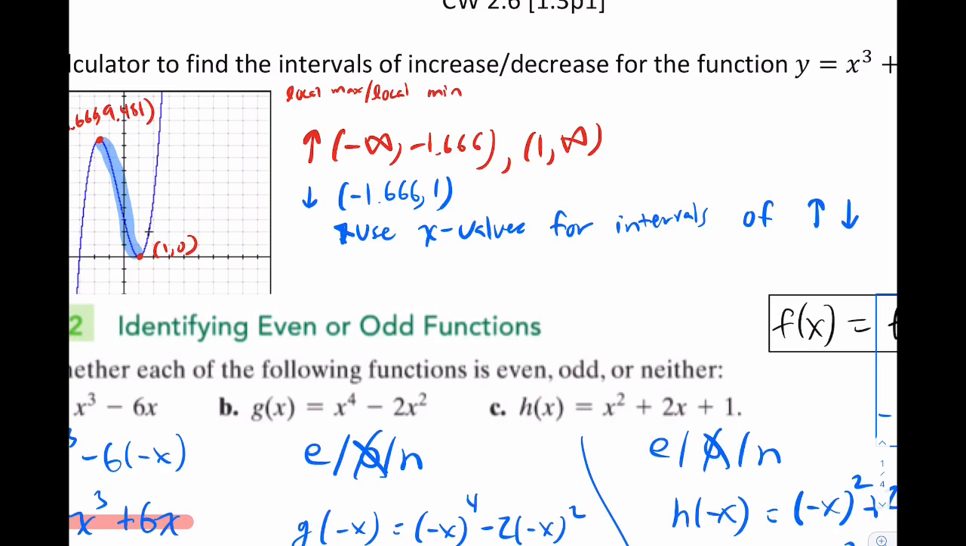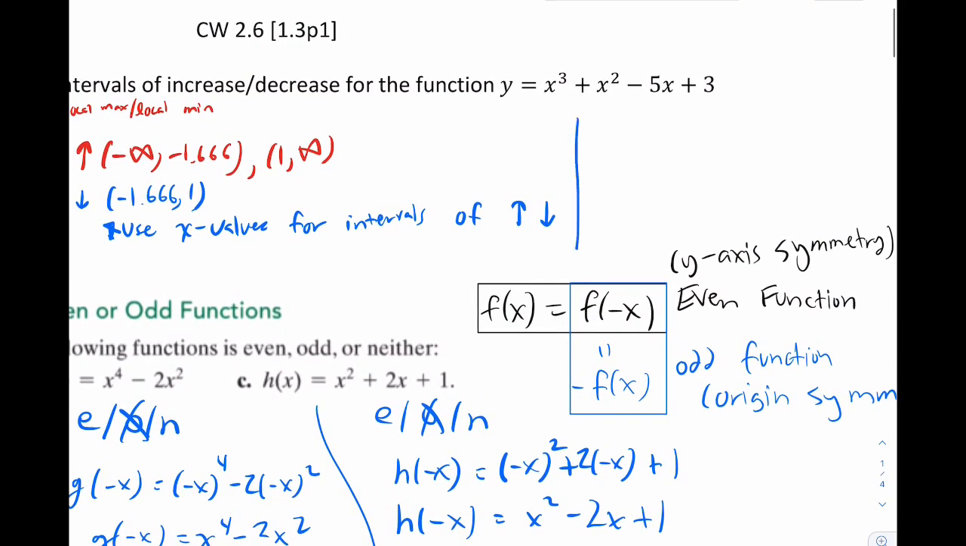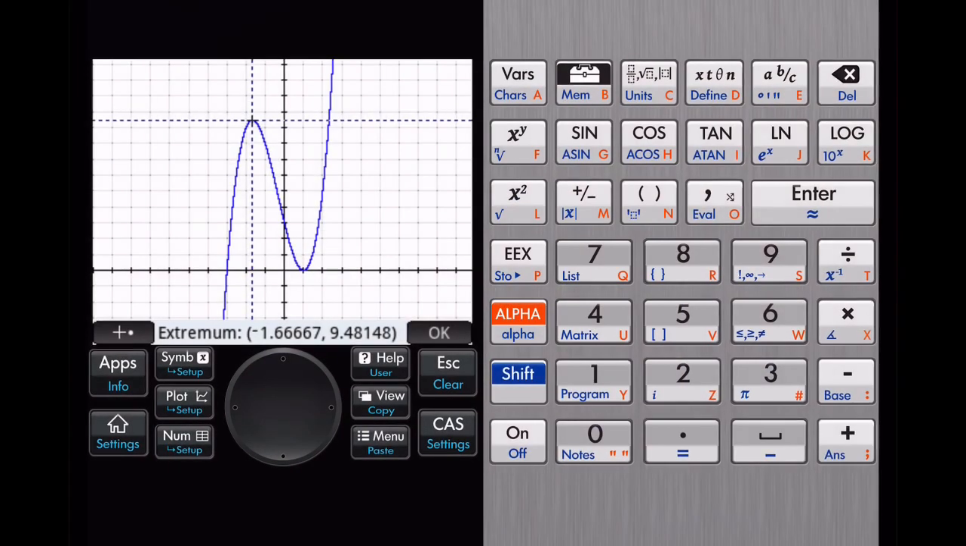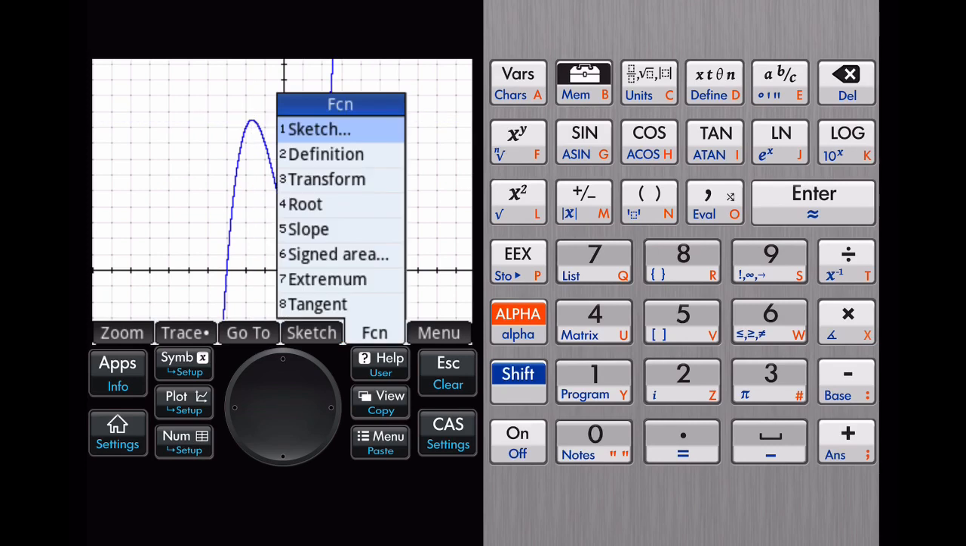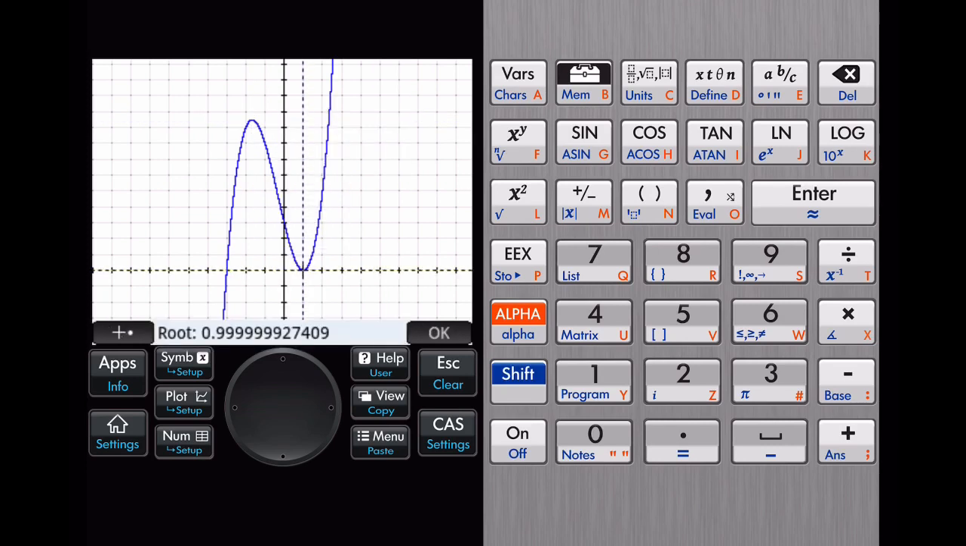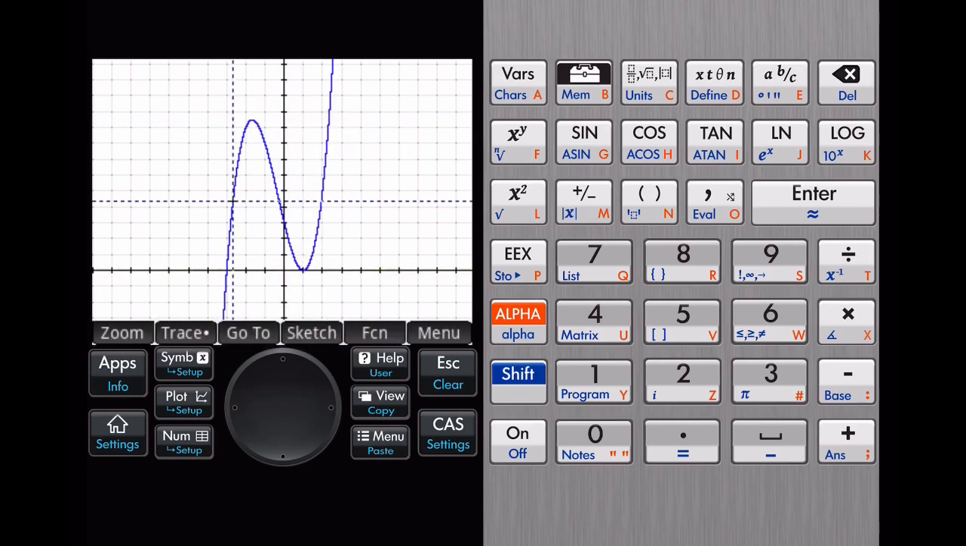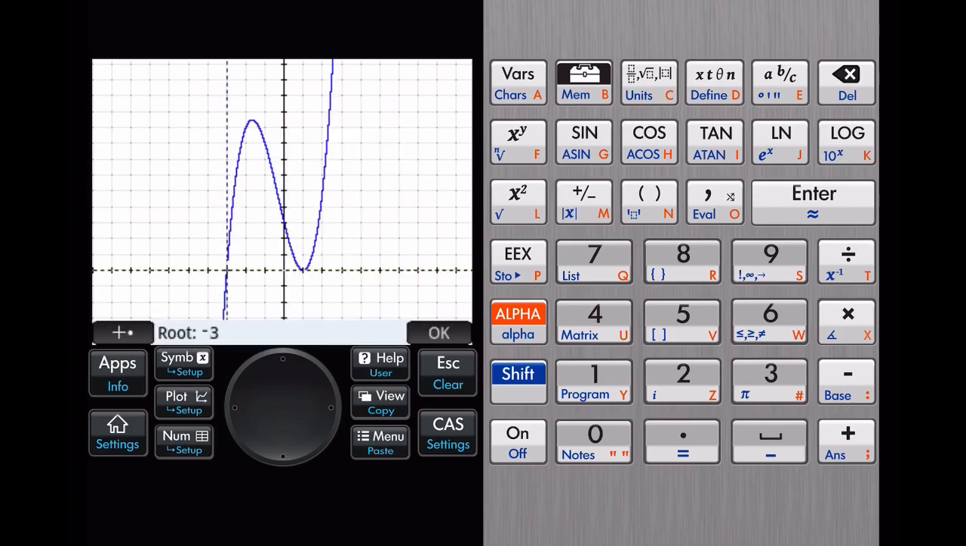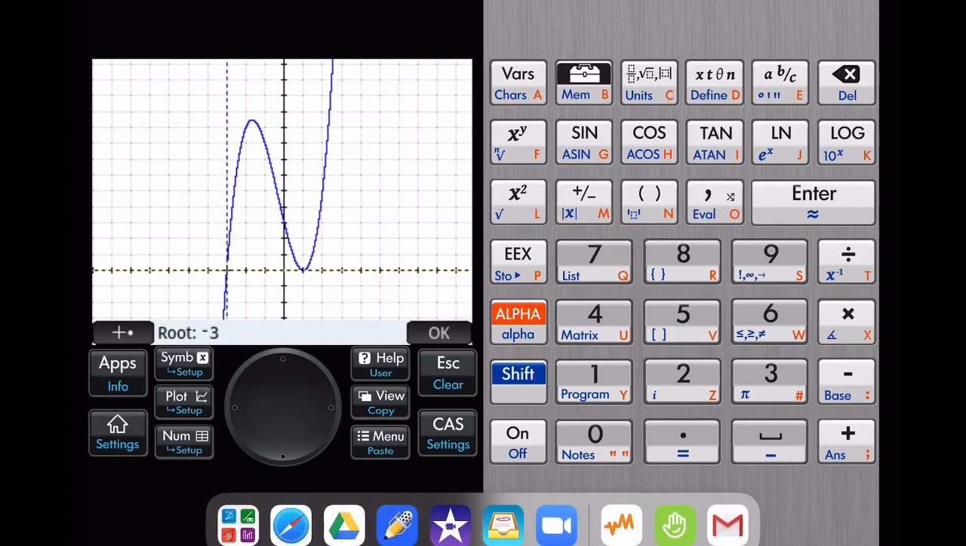One more cool thing we can do is use the zeros of the graph. So I'll do that on the side here. Let's find the zeros really quickly. The zeros are, we have, that's 1. The calculator gives you 0.99. Remember, that's just 1. And the other one is negative 3.